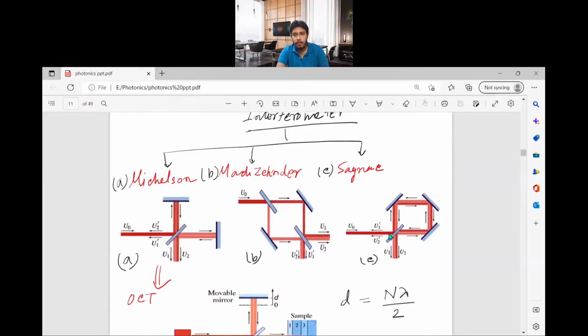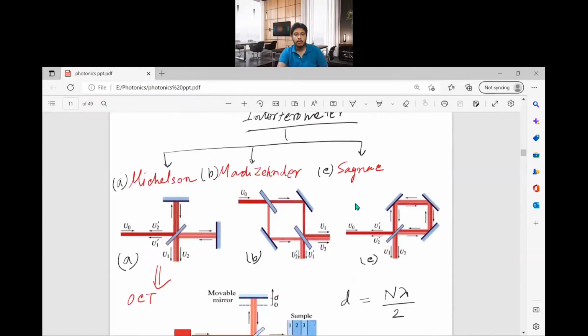This is the Sagnac interferometer. It will be split again. The beam splitter will split the light in two different directions. So the light will travel in two different directions, one this way and another one this way. Depending upon the rotation or direction, you will get the output from the beam splitter.